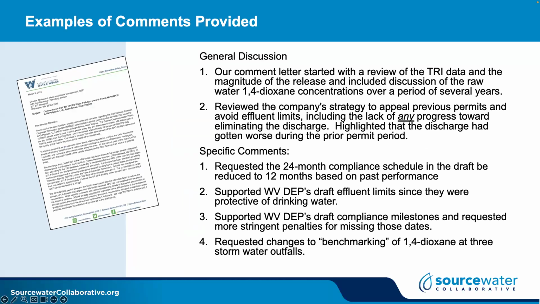So this is just an overview of the approach that we took with our comment letter. We opened up with some general discussion, introduced our utility, and tried to indicate why we had a stake in this permit being 186 miles away. And we used the opening part of our comment letter to reiterate some of that TRI data that we had. We reviewed the company's past history of appealing effluent limits and the fact that they had previously had a compliance schedule. And we used that as the basis for setting the scene of why we were commenting in the first place.